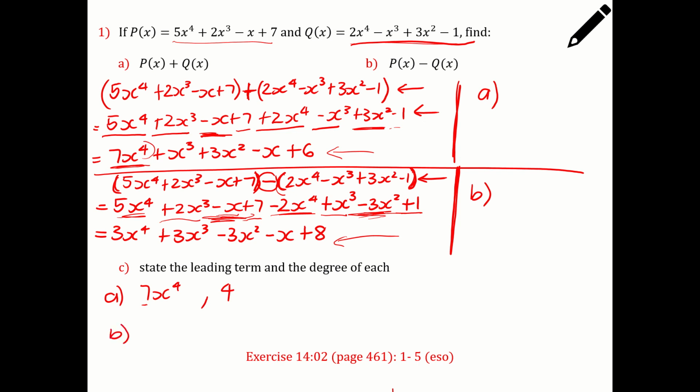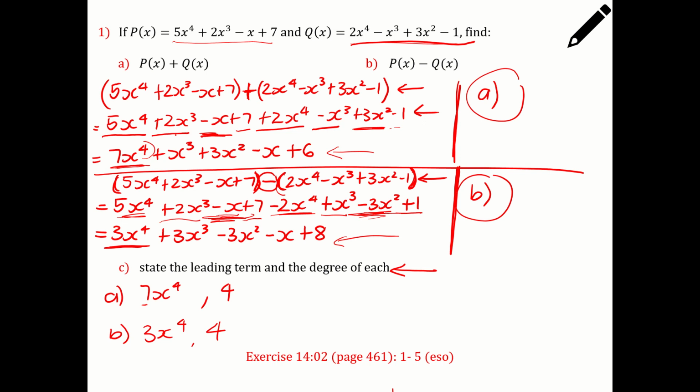Okay, let's look at B. Again, my leading term is here, but this time it's 3x to the power of 4, and my degree is 4. Now, I could answer this question without actually solving it like I did in A and B.